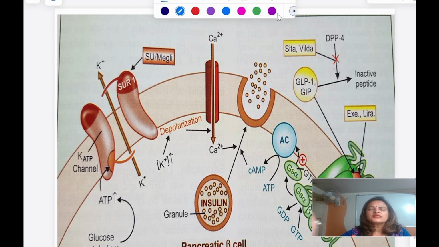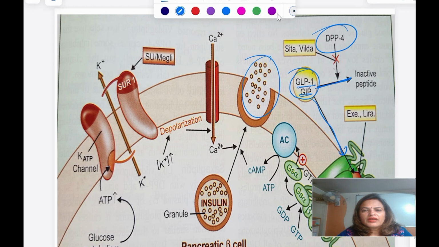Now already I have explained this. What is this GLP analog? So this GLP, they are incretin. They are the gut enzymes which are released in response to the food. They act on the receptor and cause the release of insulin, but it is degraded very fast by DPP4, dipeptidyl peptidase 4. This is the one which is going to degrade it into inactive peptide. So they act for a very short time because of this enzyme.